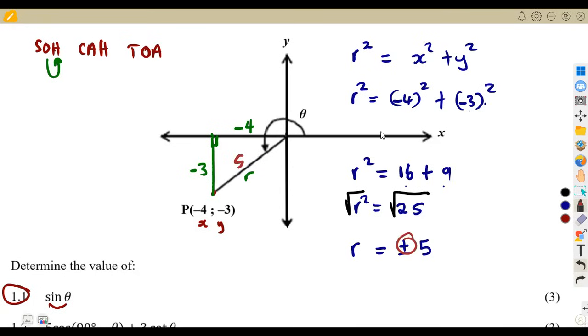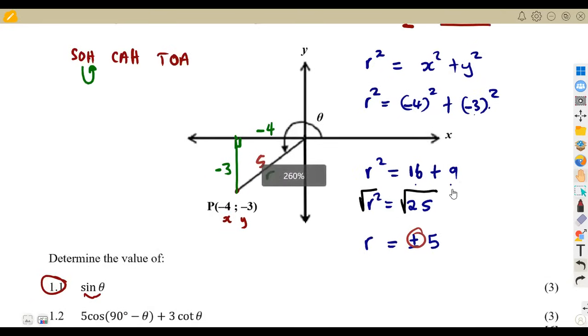X can be negative or can be positive on this side. Y can be positive, can be negative. But the hypotenuse, which is the value of R in this case, cannot be negative, whether it's down or it's on top like this. This R, which is the hypotenuse, is always positive. So now we have completed our diagram.